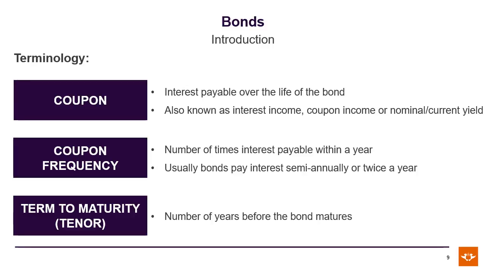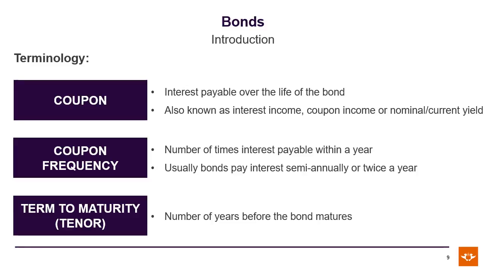The coupon frequency is the number of times within a year that interest is payable, and usually bonds pay interest semi-annually or twice a year. The term to maturity, this refers specifically to the number of years before the bond matures.